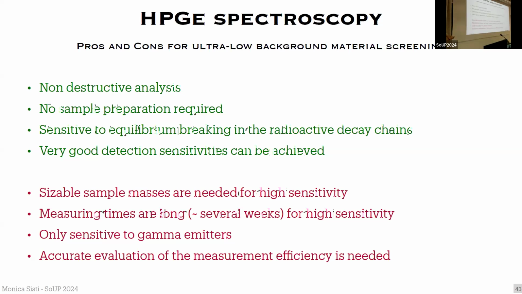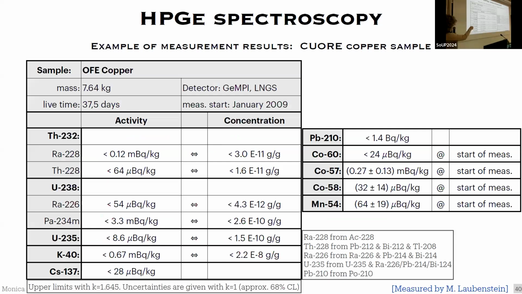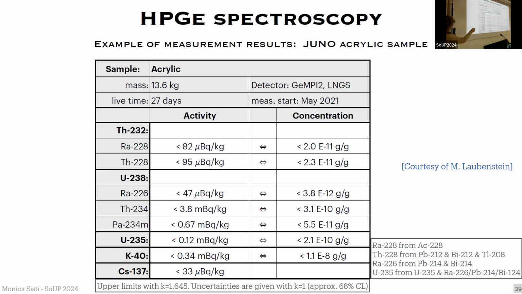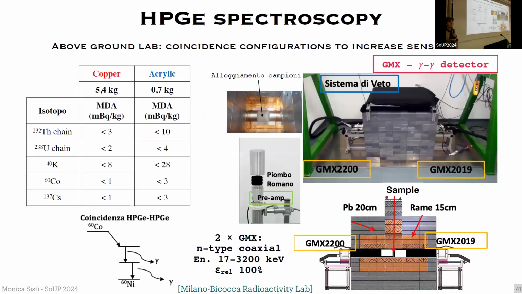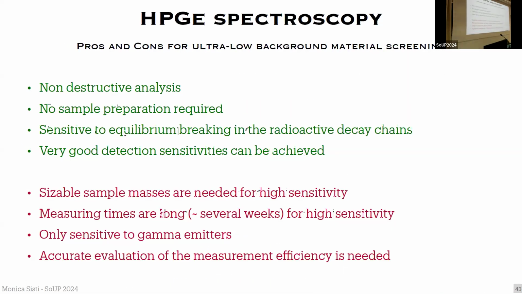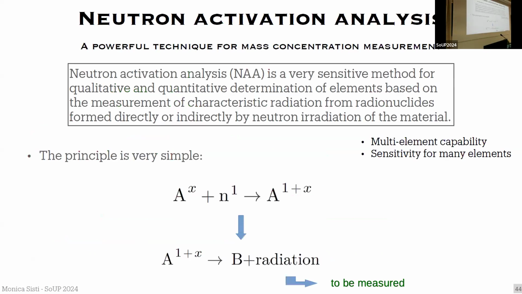Measuring times are long, because for high sensitivity, I didn't probably highlight the measuring time here. This was 37 days, and here was 27 days. So for good sensitivities, you need several weeks of measuring time. It's only sensitive to gamma emitters, and you have to accurately evaluate the efficiency of the system, so you need the Monte Carlo simulation for every geometry that you measure in your detector.